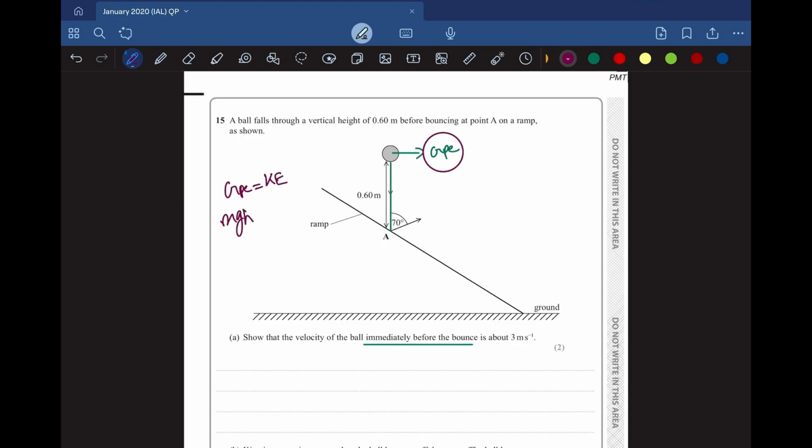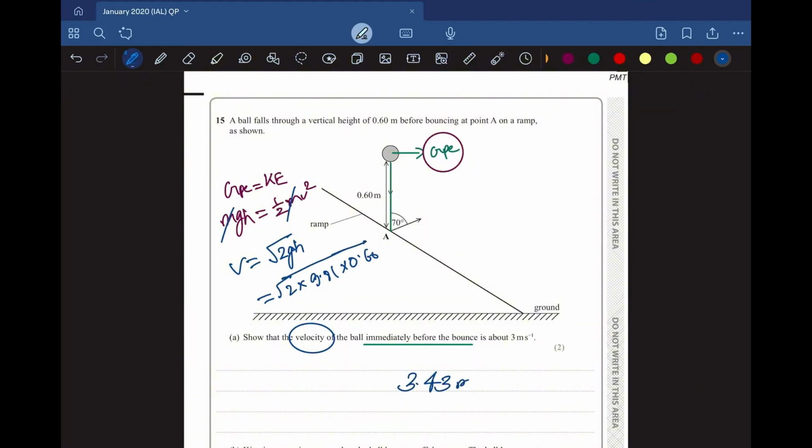We can write mass times gravity times height is equal to half mv squared. Now we can remove the mass from both sides and write gh is equal to half v squared, and they have asked us to figure out the velocity. So if you make velocity the subject, the equation becomes root over 2gh. And if we put root over 2 times 9.81 times the height, which is 0.60, our answer right here will be 3.43 meters per second. This is going to be our final answer.